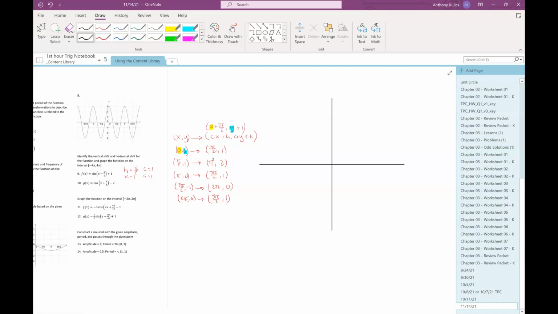So I'm going to have 8 tick marks on each side. Each one of them is 1/2 pi. So 1, 2, 3, 4, 5, 6, 7, 8. 1, 2, 3, 4, 5, 6, 7, 8. And then we just have to go up 2 units. And then I will plot my points. So pi/2, 1, and pi, 2, 3 pi over 2, 1, 2 pi, 0, and then 5 pi over 2, 1. Oops.